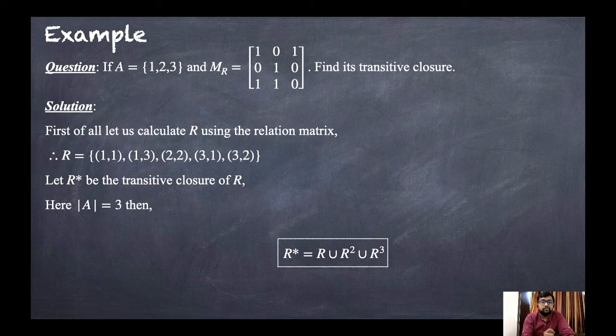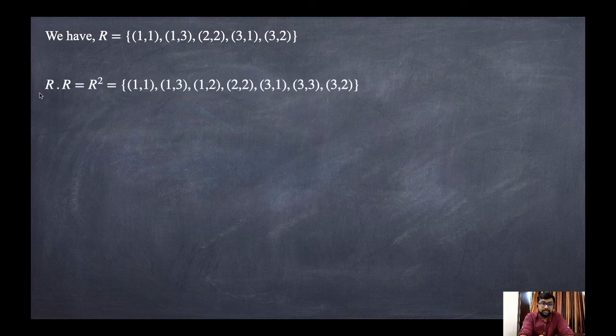Now what do we need to find? R is given, so we only need to find R square and R cube. Let us find what R square and R cube are. R is the same as we calculated. Now what is R square? That is R into R. Now how to find it? Let us check it.